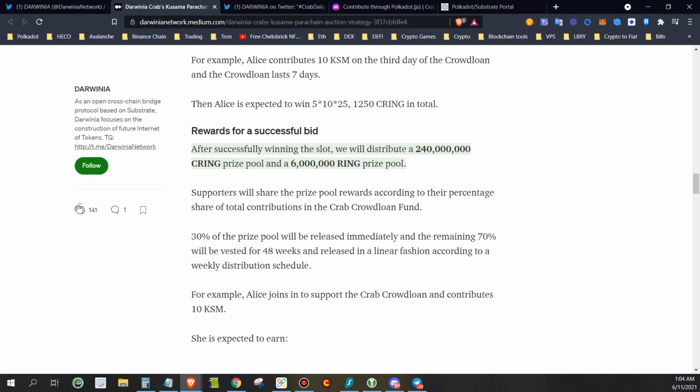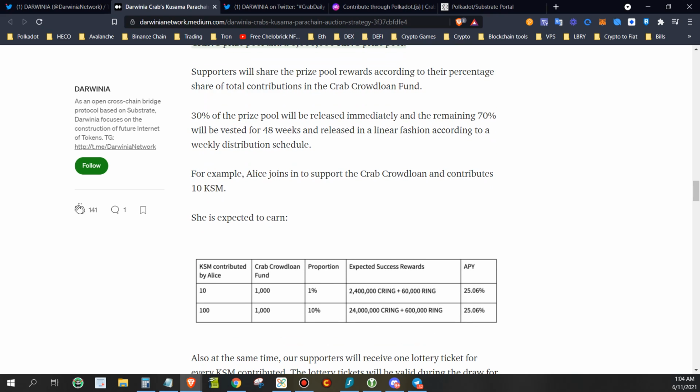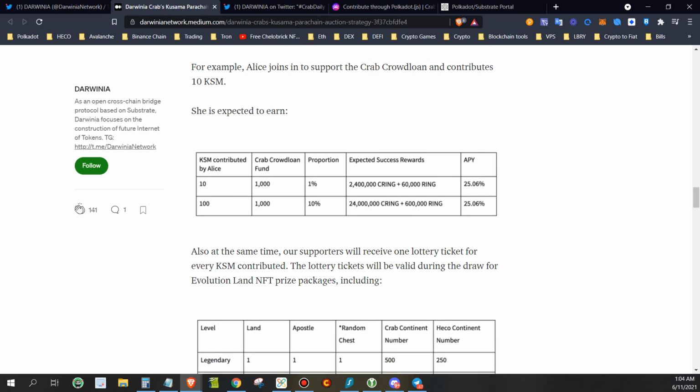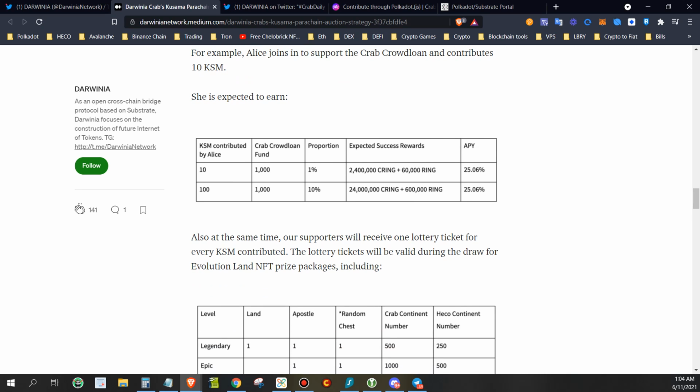For example, Alice joins the supported Crowdloan and contributes 10 KSM. She is expected to earn 2.4 million CRING out of 60 million. So it's 25% APY. That's pretty good, 25%. Also, at the same time, our supporters will receive 1 lottery ticket for every KSM contributed.